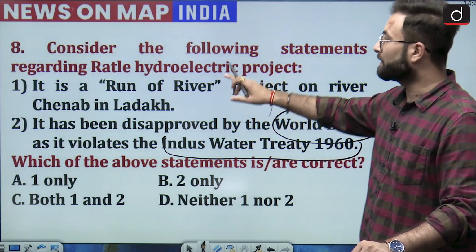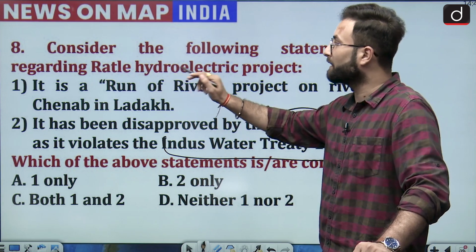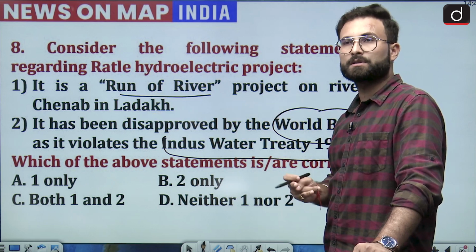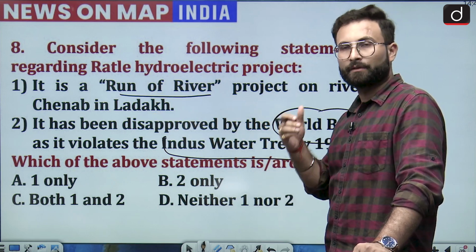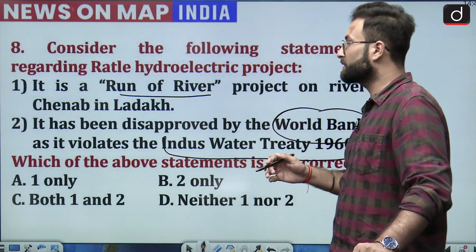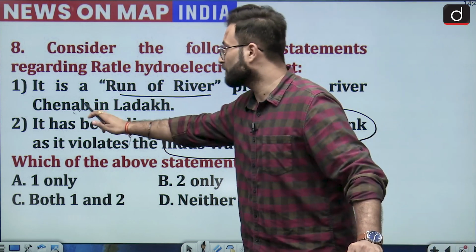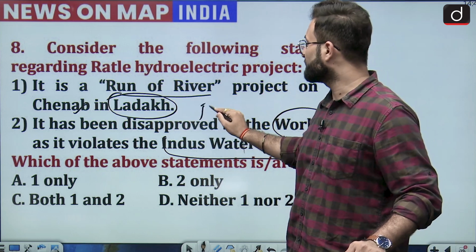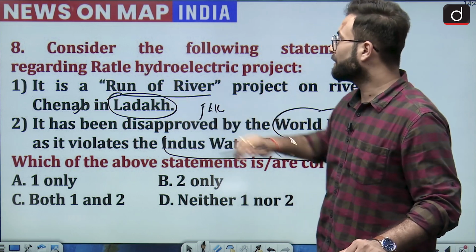Now coming to the second part over here, that is basically Ratle Hydroelectric project, run of the river. So obviously it is a run of the river because the water is not collected, the running water will be used for electricity generation. On the Chenab river, that is also correct, but not in Ladakh. The Chenab river is in Jammu and Kashmir. So statement 1 is incorrect.